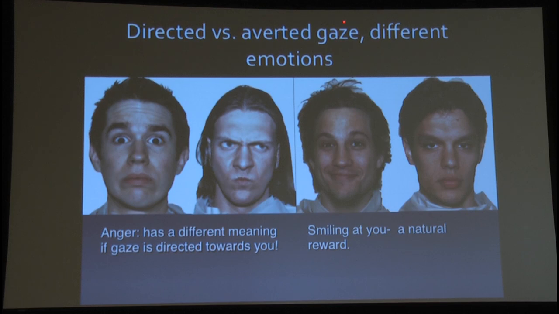So we put together this functional MRI study with direct versus averted gaze. And we did it in this very particular way. We have different facial emotions, and then we just went in and photoshopped, okay? Grabbed the eyes and just shifted them a tiny bit over, just a couple of millimeters. The faces are exactly the same. The only thing that's different in these faces is an artificial little tiny shift of the gaze direction.